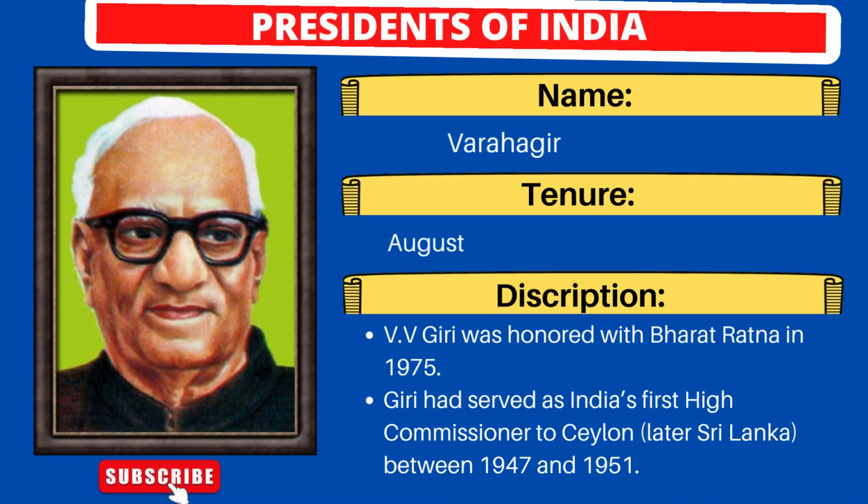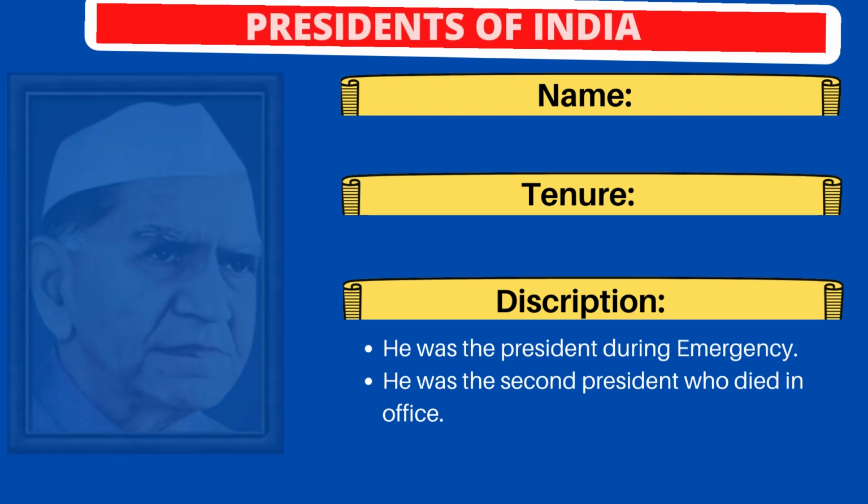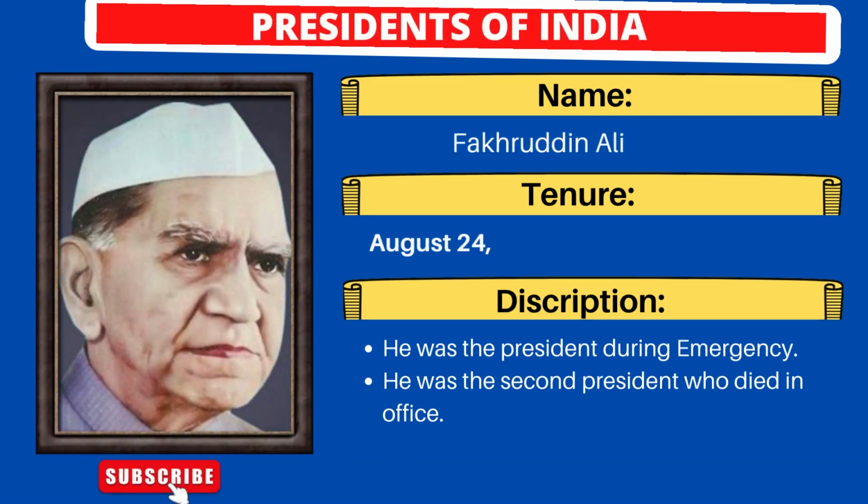Then Varagiri Venkat Giri got elected as 5th President of India. His tenure term was 24th August 1969 to 24th August 1974. The next President of India was Fakhruddin Ali Ahmad. His tenure term was 24th August 1974 to 11th February 1977.